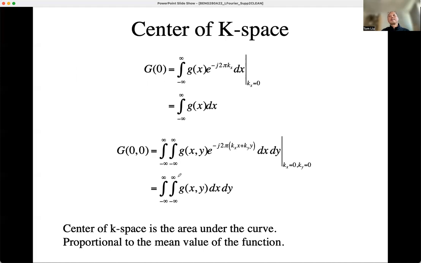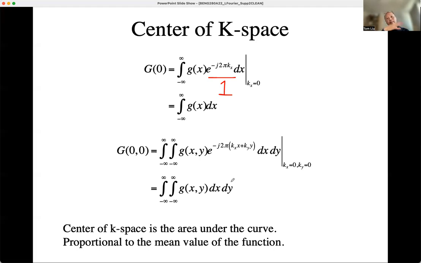An important part of k-space is the center of k-space. This will be useful in a future homework. Essentially, if I put 0 in here, this term just goes to 1, and so I just have the area under my curve. So this is the area of g of x, and in 2D it's the area of g integrated over dx dy. The center of k-space is always really just the mean value of your function.